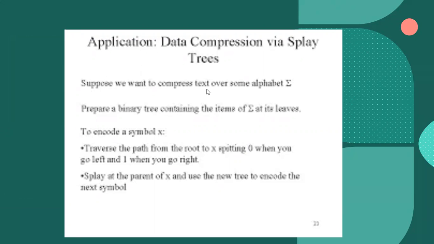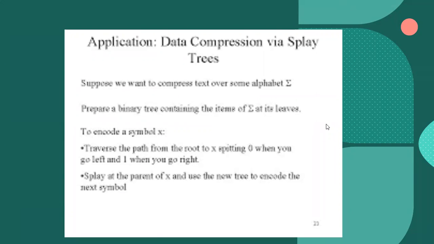Suppose we want to compress text over the same alphabet sigma. Prepare a binary tree containing sigma leaves, and to encode the symbol x, traverse the path from root to x, emitting 0 when you go left and 1 when you go right, and display the symbol x. Use the new tree to encode the next symbol. And this is the process of how to apply data compression through splay trees.